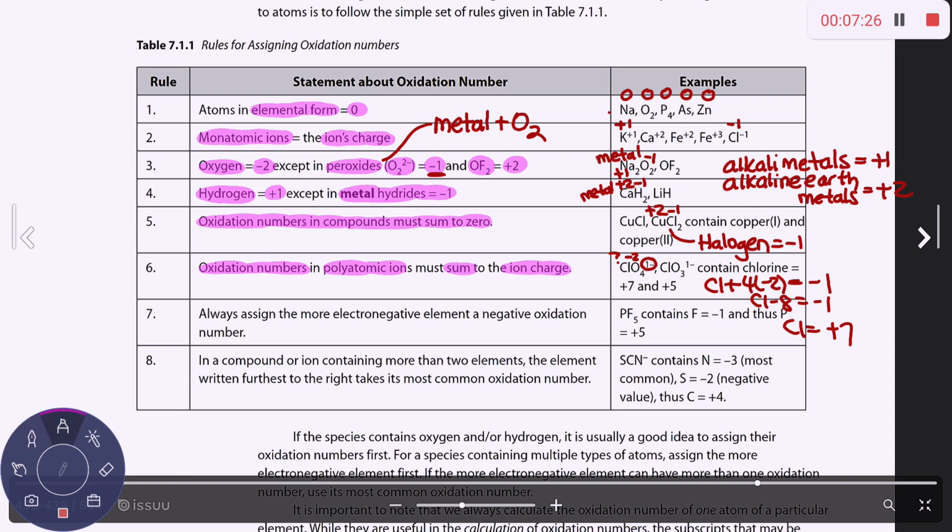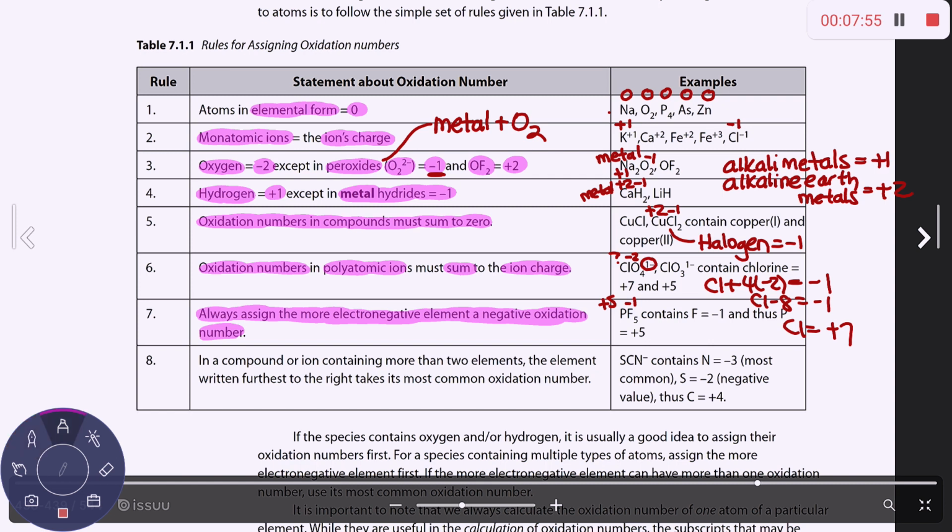Now, if I have multiple things in a compound and I don't know what to assign, the more electronegative element gets its typical charge, and we will use that as its oxidation number. So in PF5, fluorine is more electronegative than phosphorus. Assign fluorine its usual charge, which is a -1. Calculate P from there. So that would make P a +5. That would add up to 0.